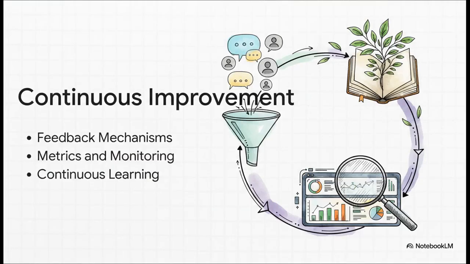So, how do you build a program that lasts? You focus on these three things. First, you've got to create easy ways for users and the security team to give feedback and flag problems. Second, you need to define what success looks like, real metrics to see if your governance is actually working. And third, you have to commit to continuous learning because I promise you, AI security is going to look totally different a year from now.